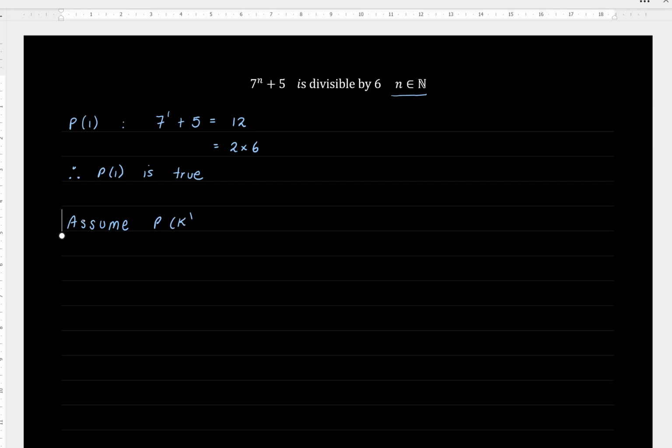So for us, that means that we have to assume that 7 to the k plus 5 is divisible by 6. So we'll say that this is going to equal 6 times a, where a is some type of natural number. Okay, so it's an integer. All right, and what we want to do, like we've done before, is we are hopefully going to use this Pk to help us prove that Pk plus 1 is going to be true.